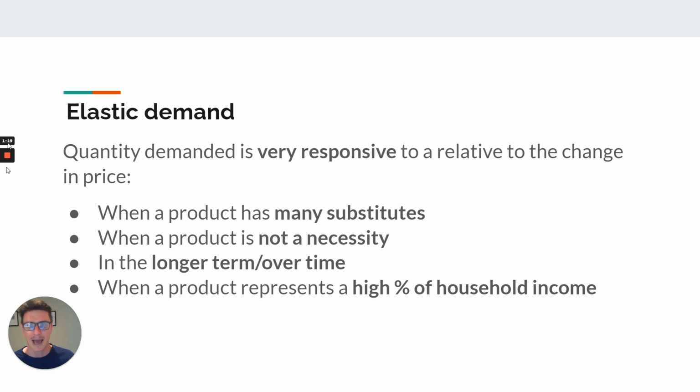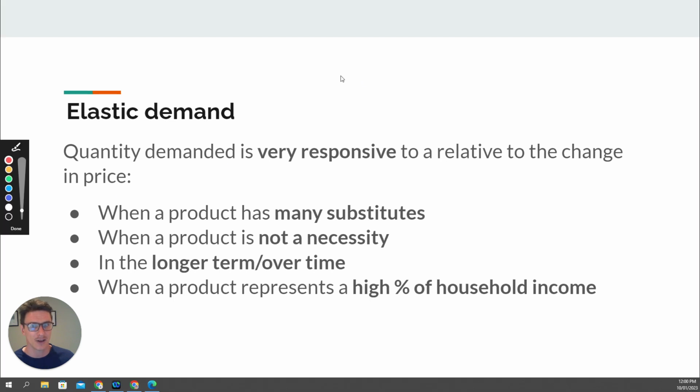Alright, so why would we have an elastic demand curve? Remember, that would be a flat demand curve like this, where there's a small change in price leading to a larger change in quantity demanded. Firstly, when a product has many substitutes. A substitute is something that satisfies a similar need or want. It doesn't have to be a similar product, just satisfies the same need or want.